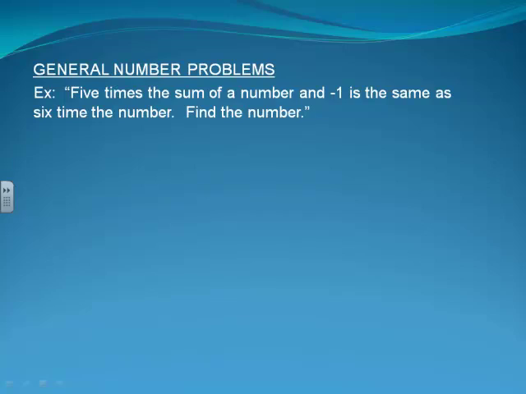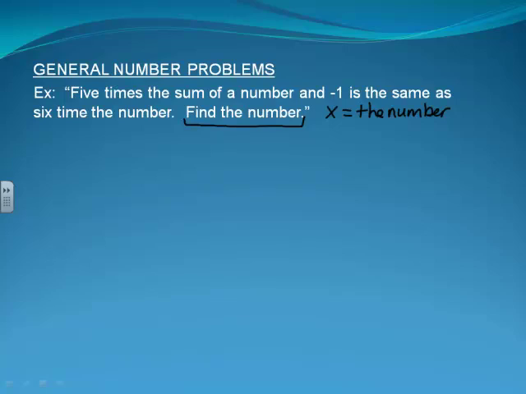For example, 5 times the sum of a number and -1 is the same as 6 times the number. Find the number. All right, we're going to start with assigning our variable. Usually the variable is the thing that they're actually asking you to find. In this case, they're asking you to find the number that they're talking about. So that's what we're going to let our variable be equal to. I'm going to choose to let x be my variable. You can choose whatever letter you would like. A lot of people like to use n since it's a number, but we're going to let x be the number.